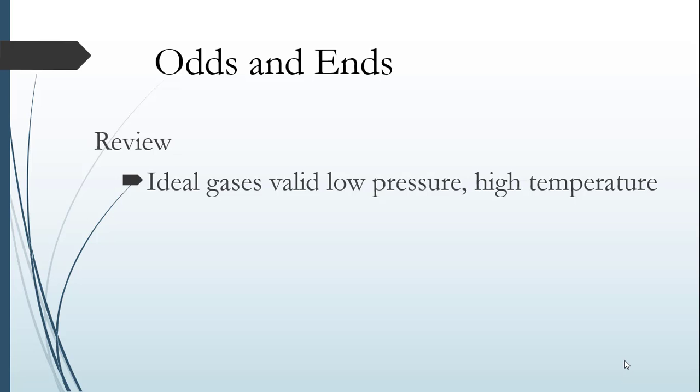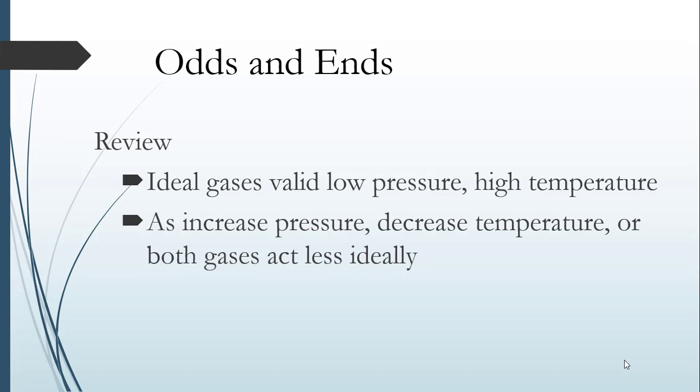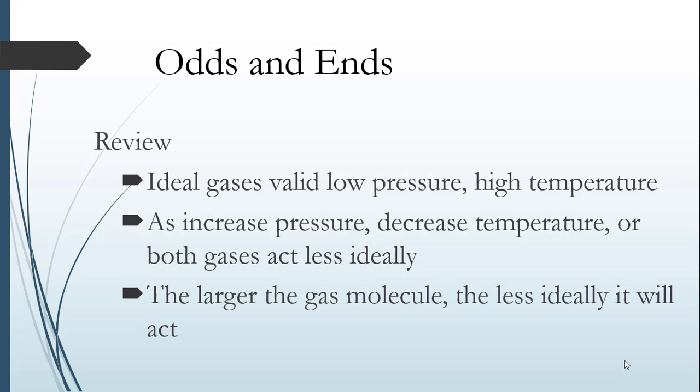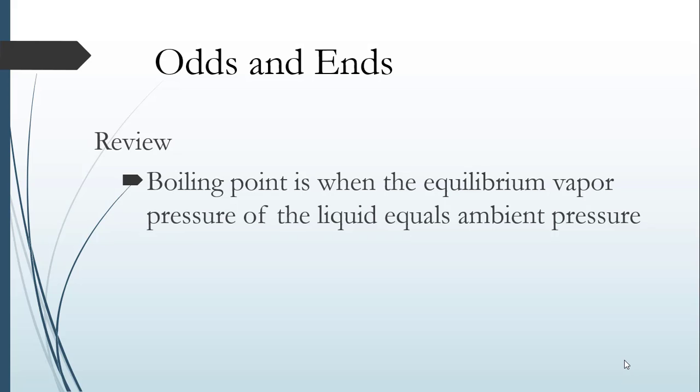So for a quick review, ideal gases are valid at low pressure and high temperature. As you increase the pressure, decrease the temperature, or both, gases will begin to act less ideally. The larger the gas molecule, the less ideally it will act. The boiling point is when the equilibrium vapor pressure of a liquid equals ambient pressure.